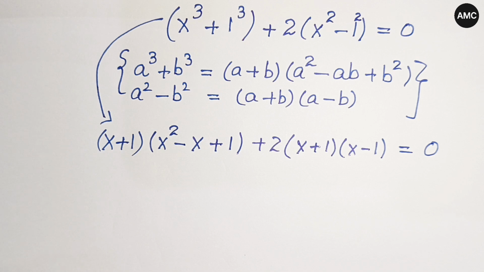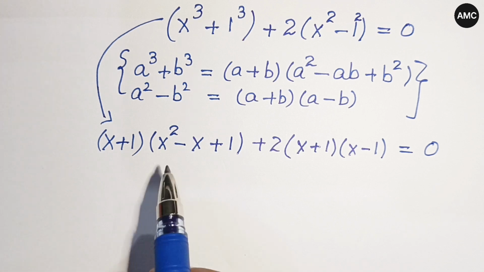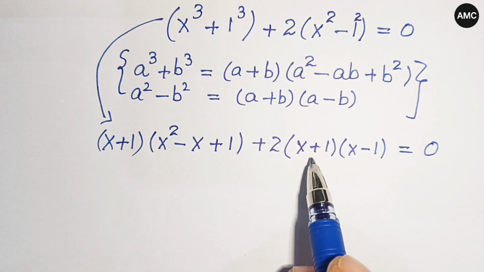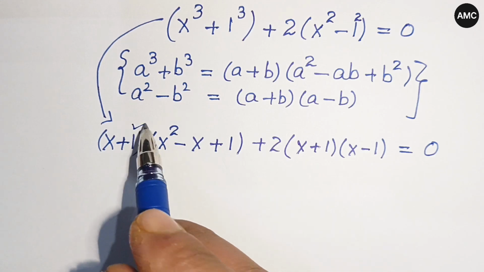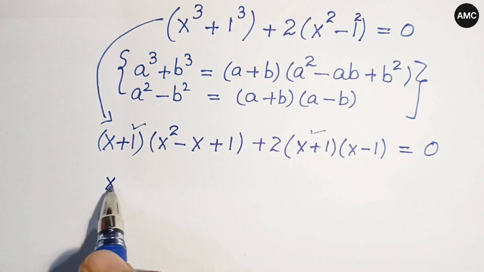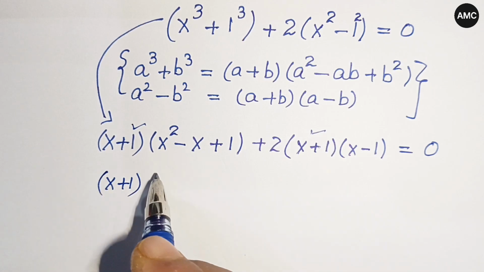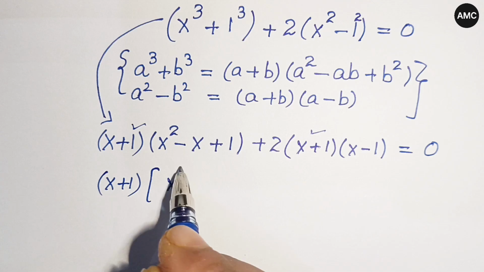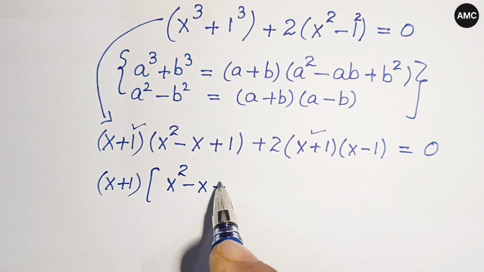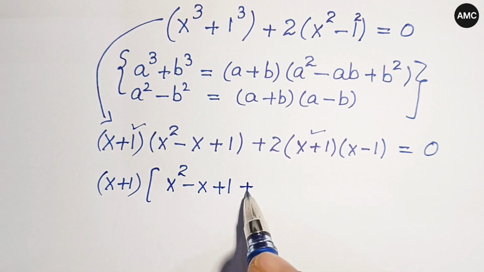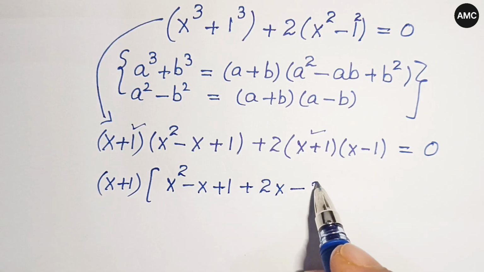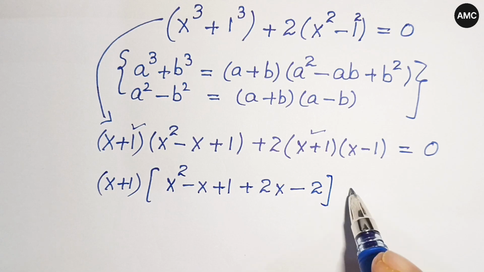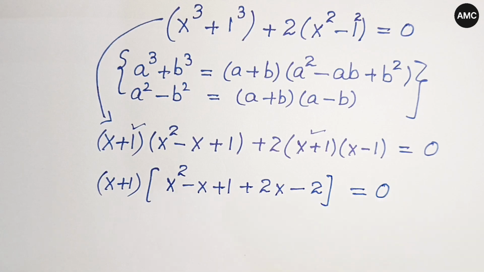And now starting our solution here we have x plus 1 and it is also x plus 1. So if we just take x plus 1 common, then we have x plus 1 inside the bracket, we get x squared minus x plus 1, and here plus 2 times x is 2x, plus times minus is minus, 2 times 1 is 2, is equal to 0.